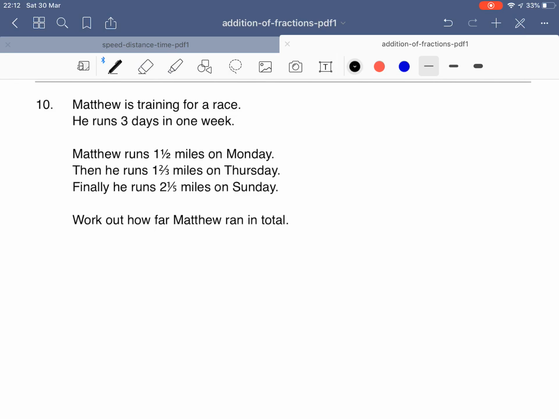Matthew is training for a race. He runs 3 days in 1 week. Matthew runs 1.5 miles on Monday. He runs 1 2/3 miles on Thursday, and he finally runs 2 1/5 miles on Sunday. Work out how far Matthew ran in total. So we've got to do 1.5, add 1 2/3, add 2 1/5.